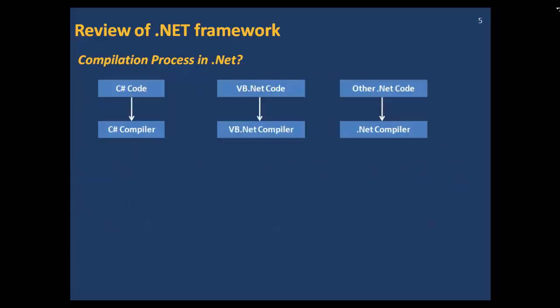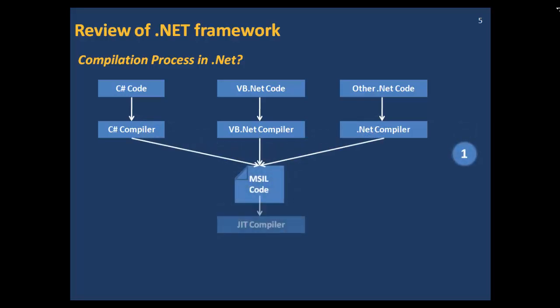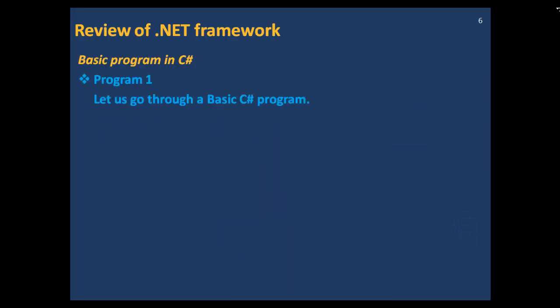So let us consider the compilation. First we are having the source code, which can be in multiple languages. This source code is compiled into MSIL code by language specific compiler in the first step, and in the second step this MSIL code is given as an input to the just-in-time compiler, and JIT compiler converts this MSIL code into machine code. So that is the two-step compilation process in .NET. Now let us consider a program to understand the construct of the C#.